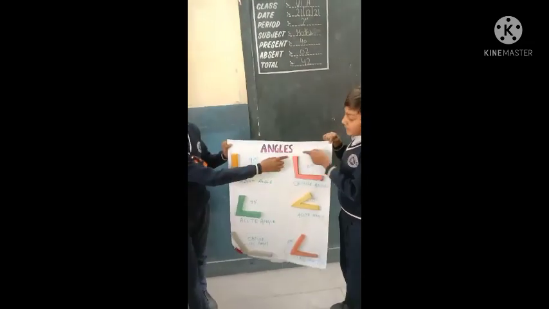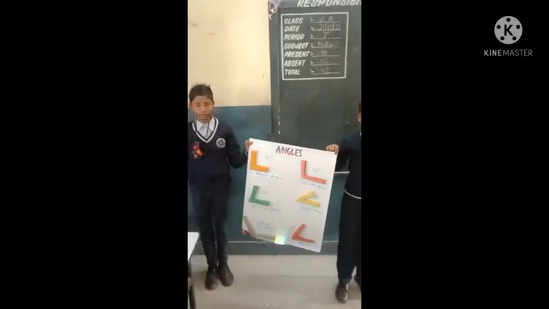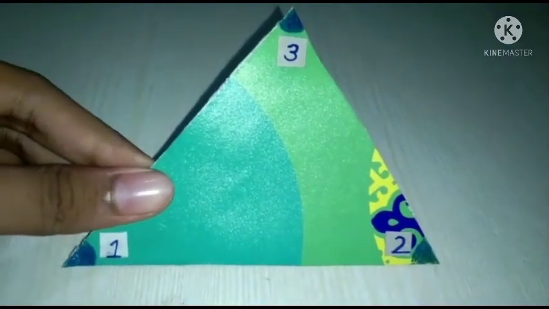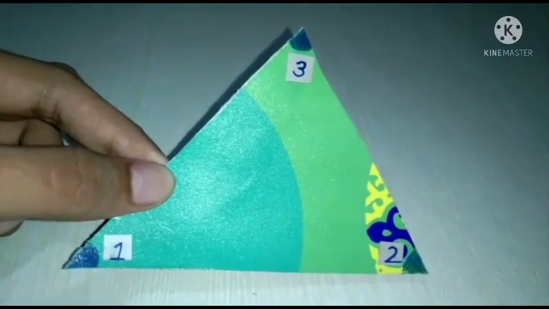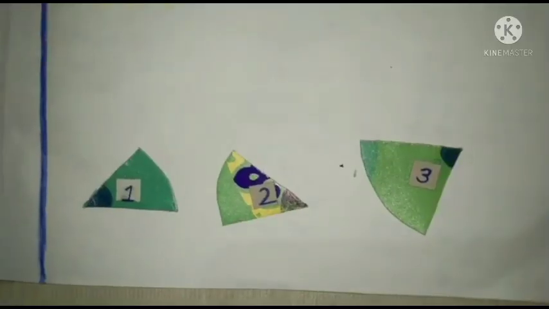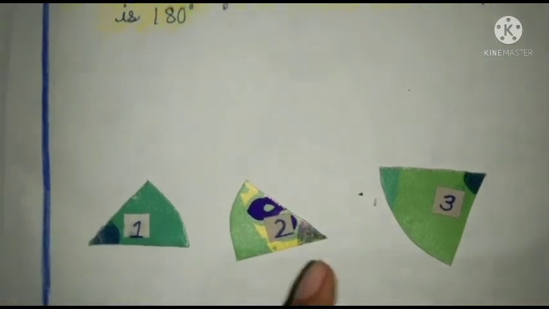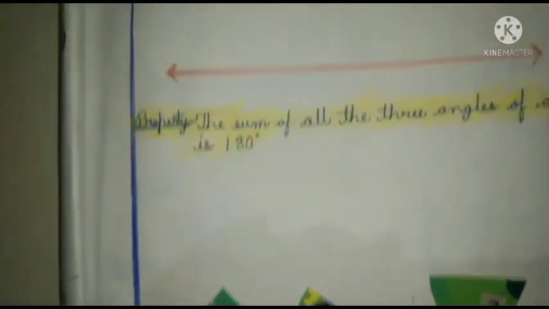We are presenting angles. Hello everyone, I am Abhishek from 7B. Today I am going to do one activity to prove that the sum of the three angles of a triangle is 180 degree. So here I have cut a triangle. You can see its three angles, angle 1, angle 2 and angle 3. Now I am going to cut the three angles. So here I have cut the three angles, angle 1, angle 2 and angle 3. Now I am going to arrange them on a line segment.